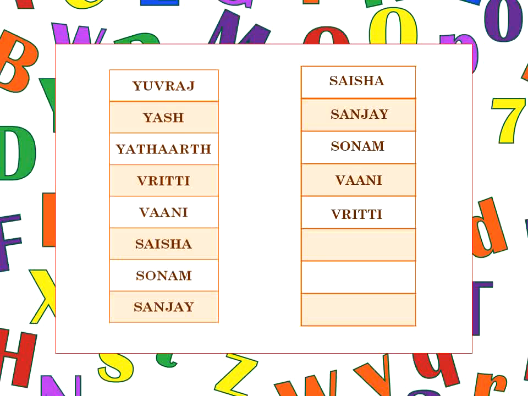We have Yuvraj, Yash and Yatharth. So we can see YA is common to Yash and Yatharth. Which comes before, S or T? S. So Yash comes before Yatharth. So after Vritti, we write Yash and then Yatharth. So we are ending our list with Yuvraj. My birthday list is ready and I can send some invites.